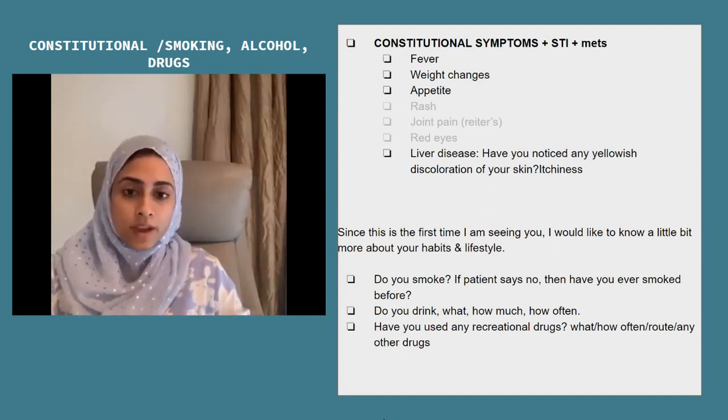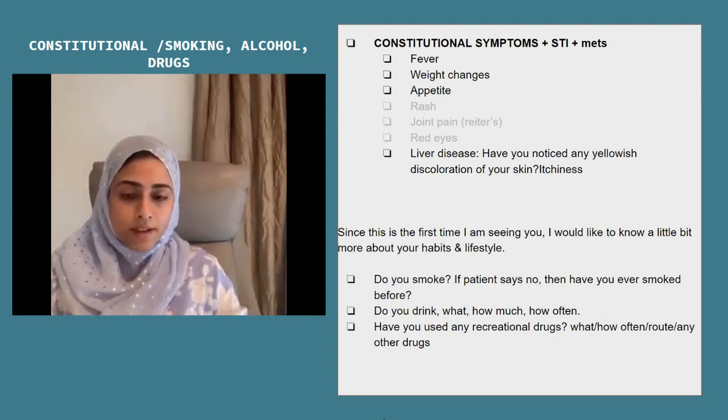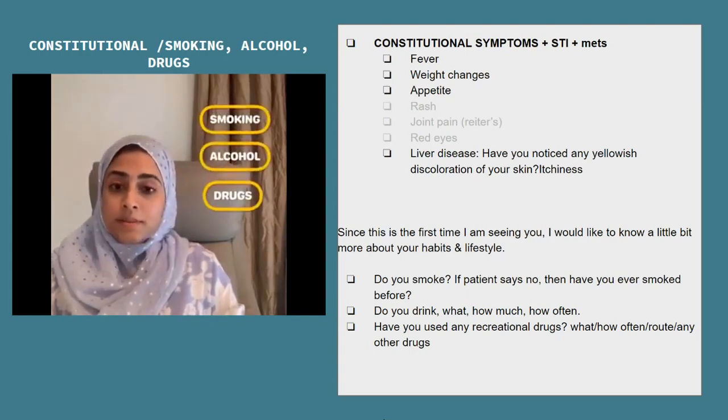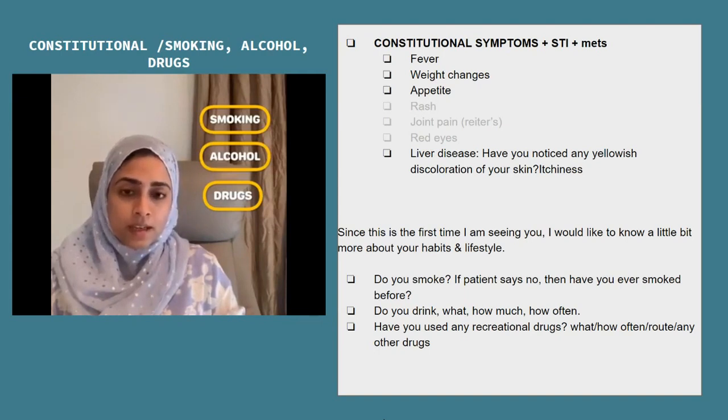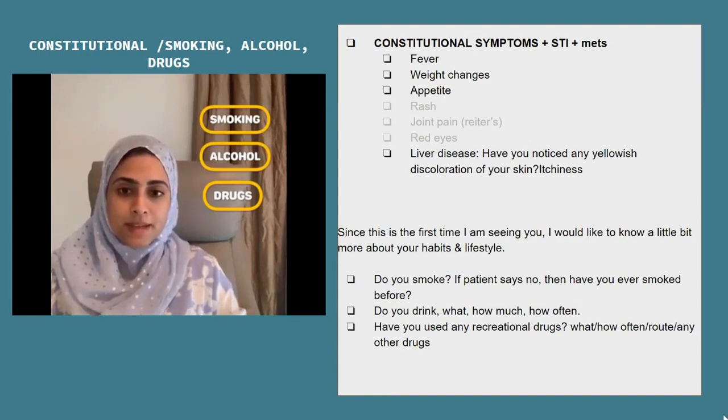So ask them, do you smoke? Have you ever smoked? If they do smoke, how many cigarettes do they smoke, and for how many years do they smoke? Then ask them about alcohol, how many drinks they have, how often do they have, what do they drink, and ask about drugs. Do they take any recreational drugs? And if they do, then ask them about what they take, what route they take those drugs in, and then ask about other ones if relevant. Once you're done with that, you would move on to the past medical history.